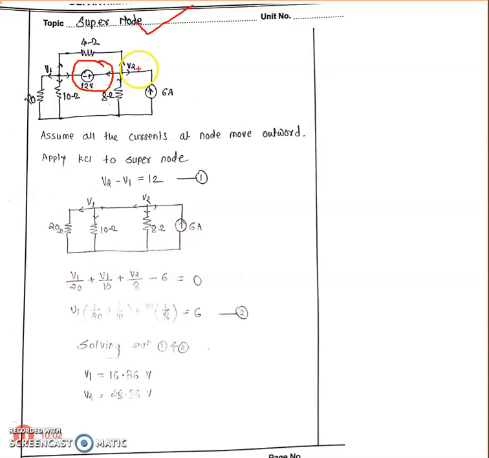So where is the plus sign? Plus sign is V2. See there, plus sign is V2. Minus sign is V1. So V2 minus V1 is equal to 12 volt. Once you have completed the first equation, then what to do?